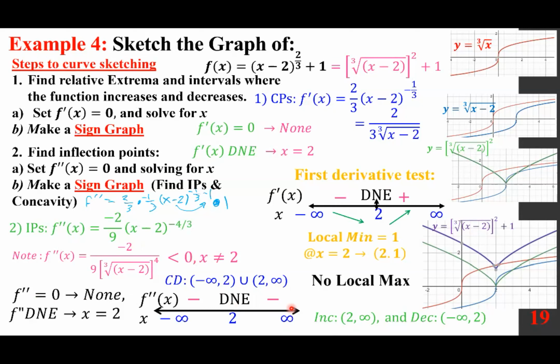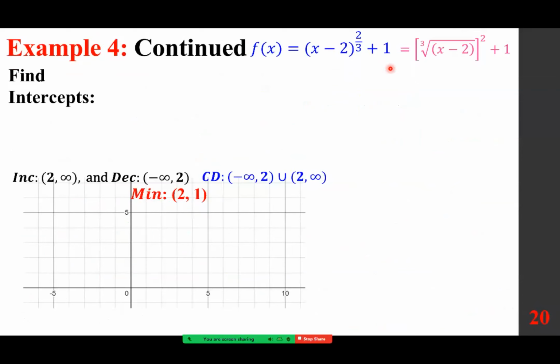All right, let's go to the next page and try to graph this. First, we are going to write all the information we found. Here's the function in 2 different formats. Here's where the function is increasing, decreasing, concave down, and the minimum is at 2, 1. The thing we didn't do in the previous page was to find intercepts, and that's what we are going to do.